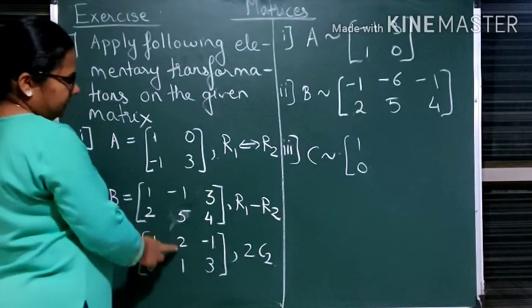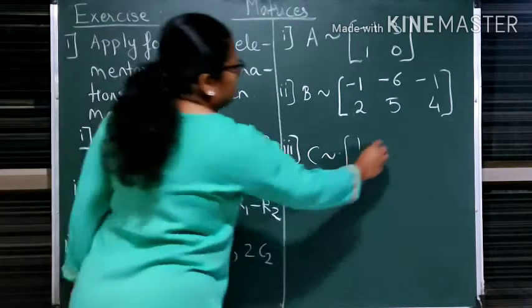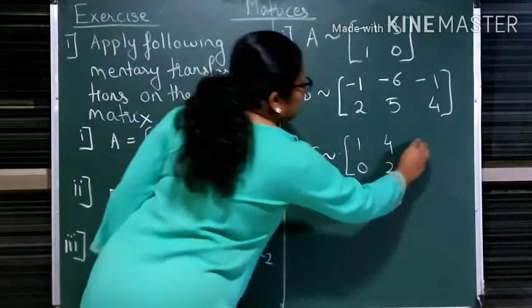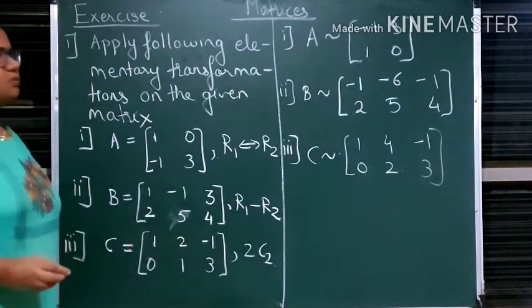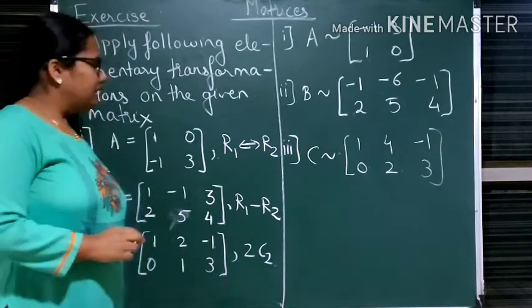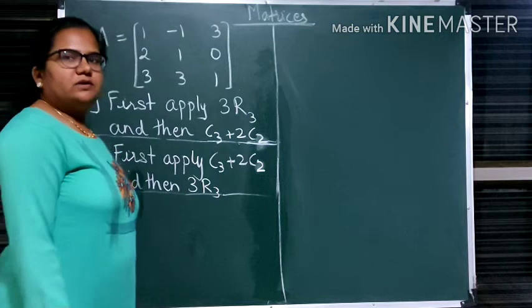Now multiply the second column elements by 2. 2 2s are 4 and 2 1s are 2. So this will become 4 and 2. Third column will remain as it is, minus 1, 3. So this is the way you are supposed to apply the elementary transformations on the given matrices. Okay. We will go towards the next example.